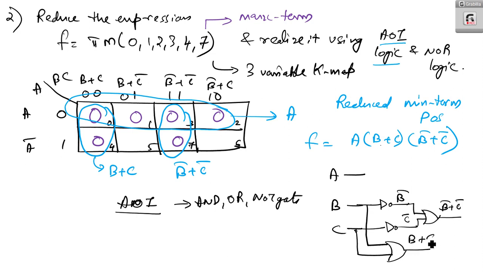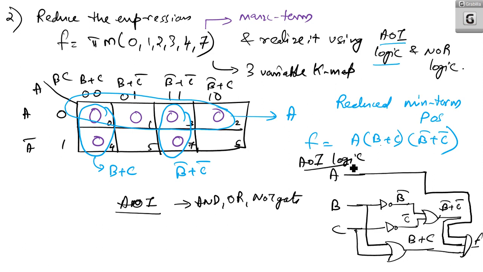Now you need to AND all these things. So this is also B or C. So you can make it an AND gate. So with a 3 input AND gate, you will get F. So this is a basic AOI logic.